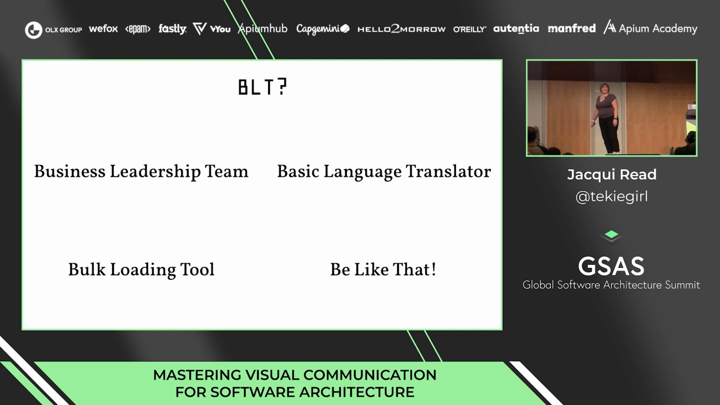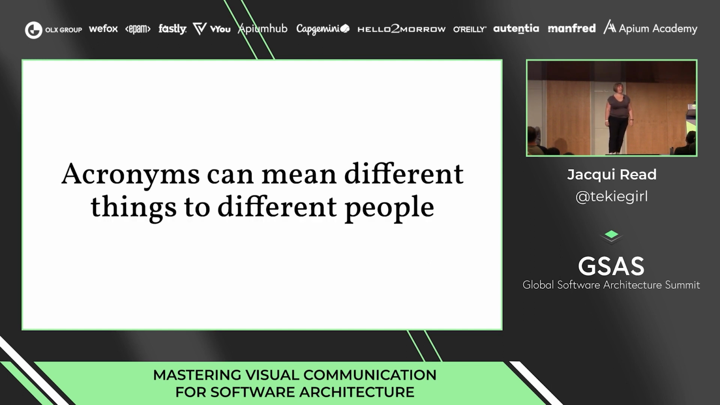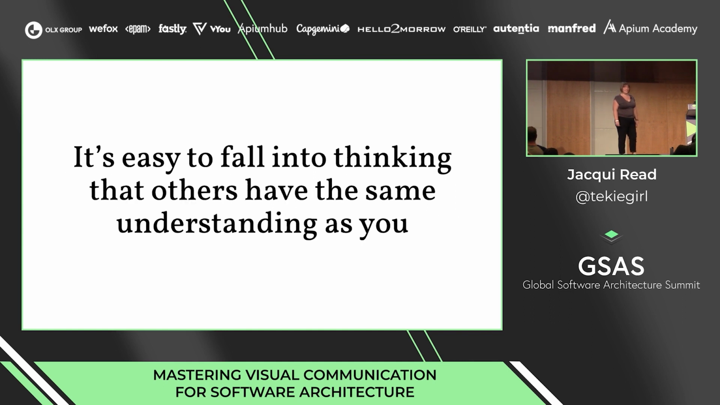You see what I mean? Acronyms can mean different things to different people. Bacon, lettuce and tomato, you're much more likely to think of that than any of those other ones. It's actually very easy to fall into thinking that other people have the same understanding as you. You live in your own brain. Fairly obvious. Unfortunately, other people don't. And so you have to try and remember that you need to communicate with other people.